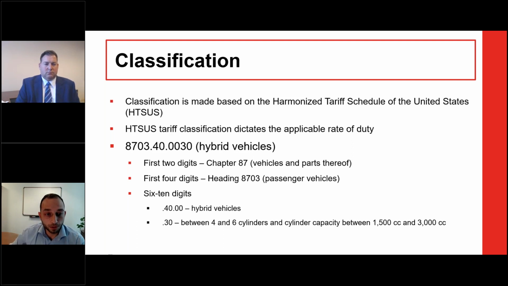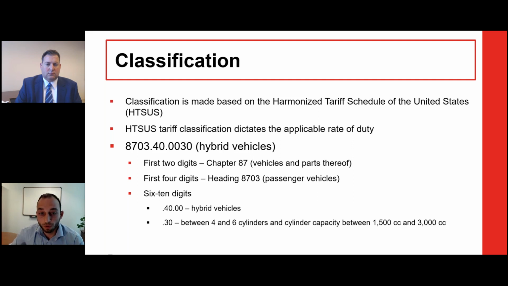A typical tariff code would look like this. It's a 10-digit code. The first 2 digits denote the chapter of the code, and then the first 4 relate to the heading, and then digits 6 to 8 are the subheadings, and the last 2 digits are called the statistical numbers.